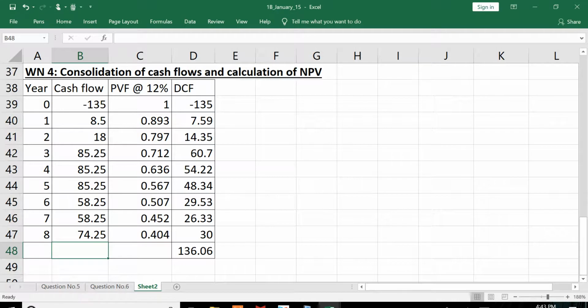It has positive NPV. We'll go ahead with the project. The NPV of the project is 136.06 lakhs. The important learning is, one is the tax saving part, second is the end of year cash flow, beginning of year cash flow. If they give that, how do we treat that?